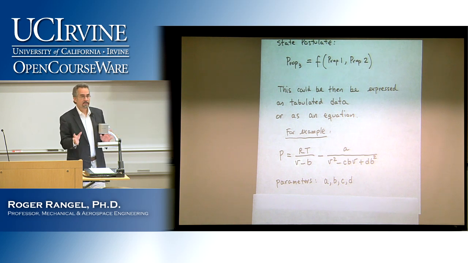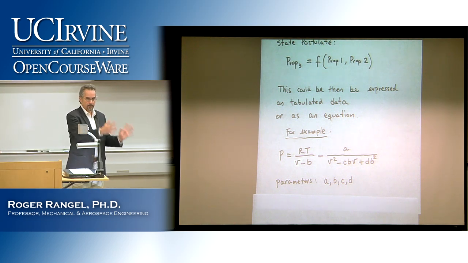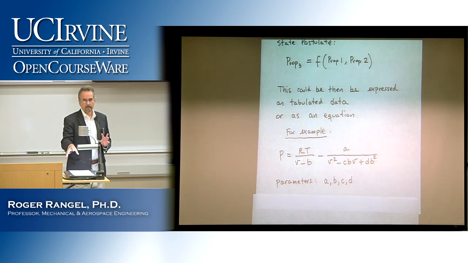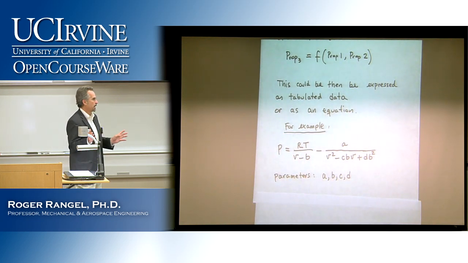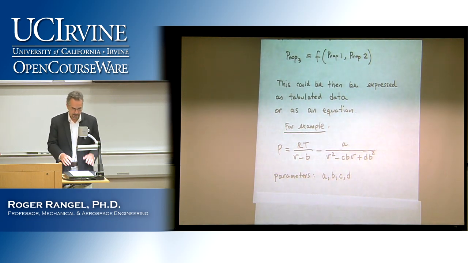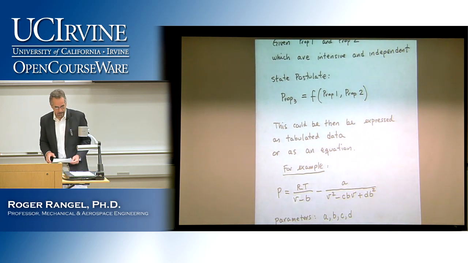And again, it has the same effect as the tables. If you have the parameters A, B, C, and D for your substance, you can plug them in there, and you can plug in two properties. For example, you can plug in your temperature and specific volume and back out your pressure. It's an example of this general expression.